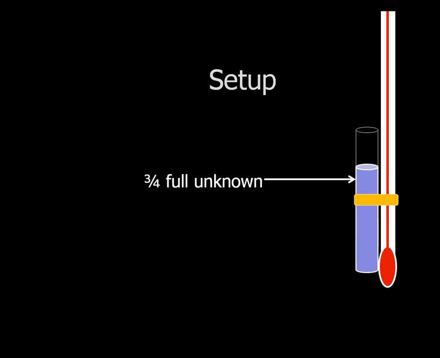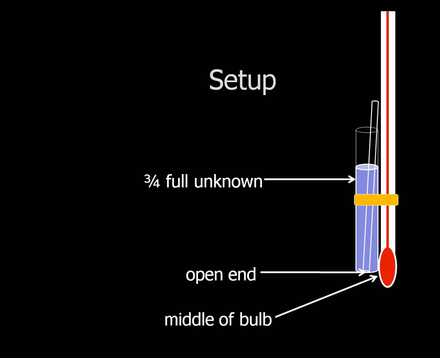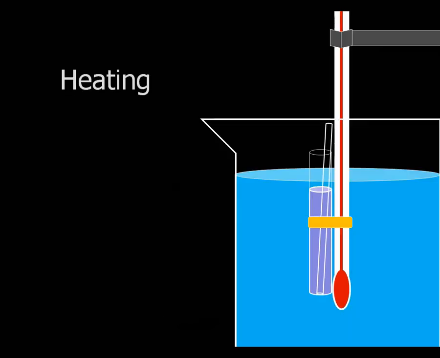Fill it up about 3/4 full of unknown. It doesn't have to be exact. Boiling point does not depend on amount. Capillary tube goes in, open end at bottom. Very important. Middle of bulb, we talked about that.